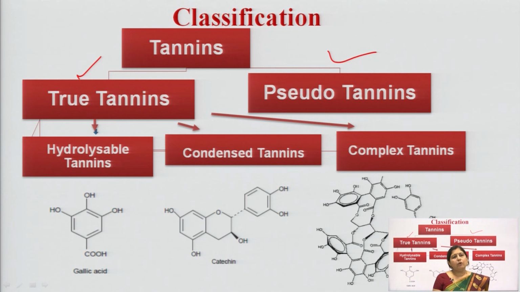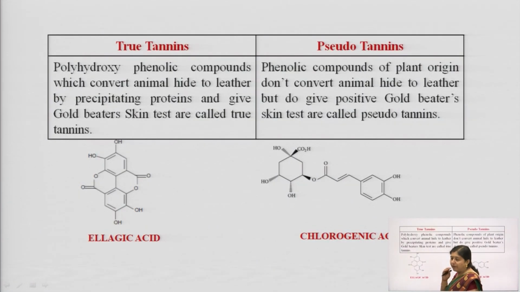Now, further the true tannins are classified into hydrolyzable tannins, condensed tannins and complex tannins. We will see what the hydrolyzable tannins are. But before we go further, let us see in detail about the true tannins and pseudo tannins. True tannins are polyhydroxyphenolic compounds which convert animal hide to leather by precipitating the proteins and give the gold beater skin test, and an example here is ellagic acid.